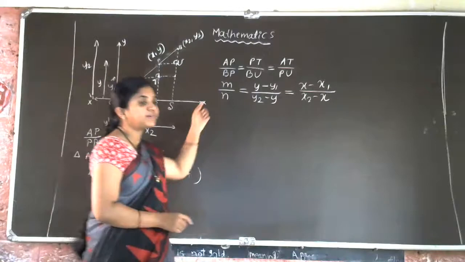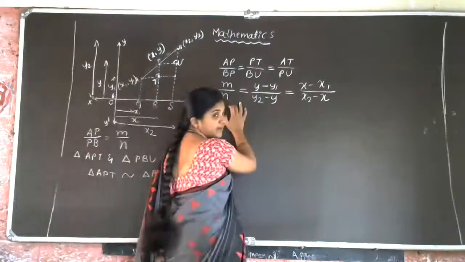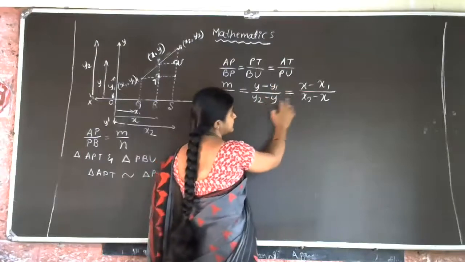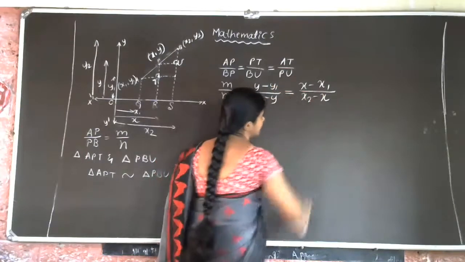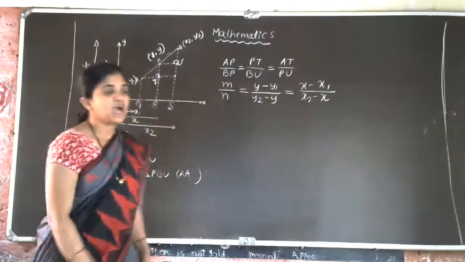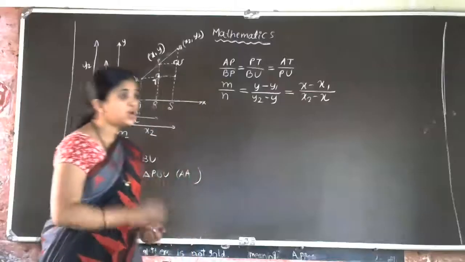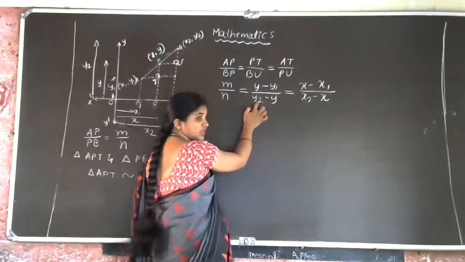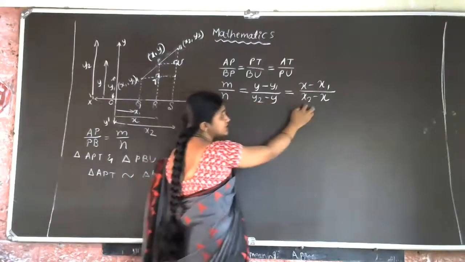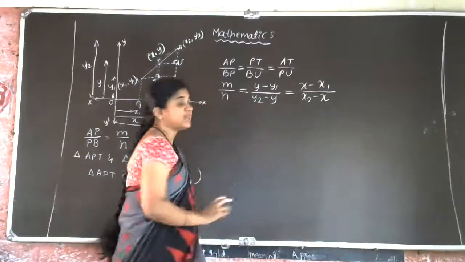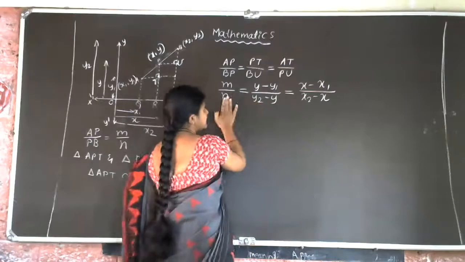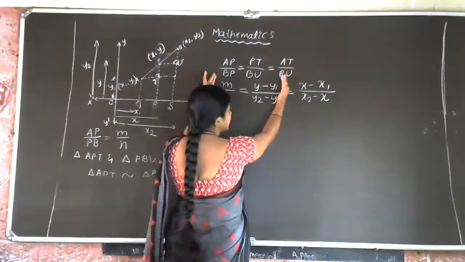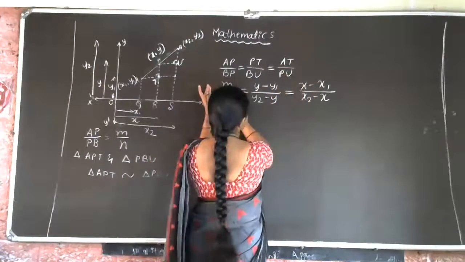So here we got this result: M divided by N is equal to Y minus Y1 divided by Y2 minus Y, which is equal to X minus X1 divided by X2 minus X. You have got the idea, no? Now all these three ratios are equal, so we can take these two ratios as equal, and those two also equal. We have to take them separately: the first set with this one, and the second set with this one.